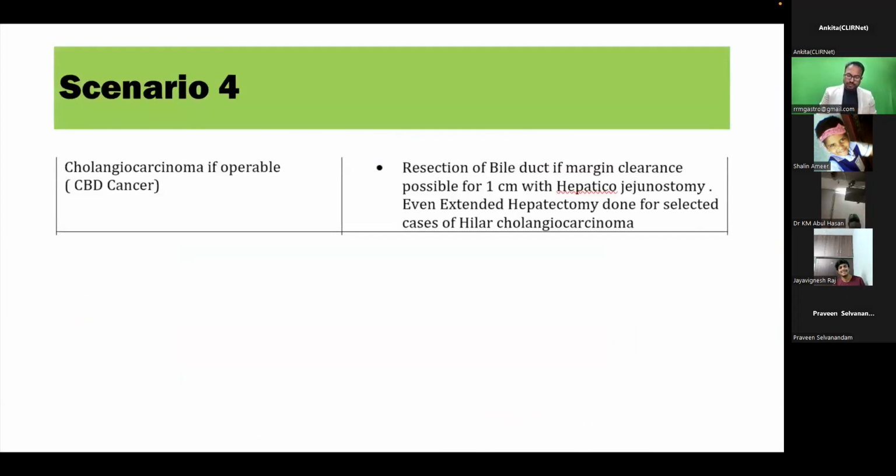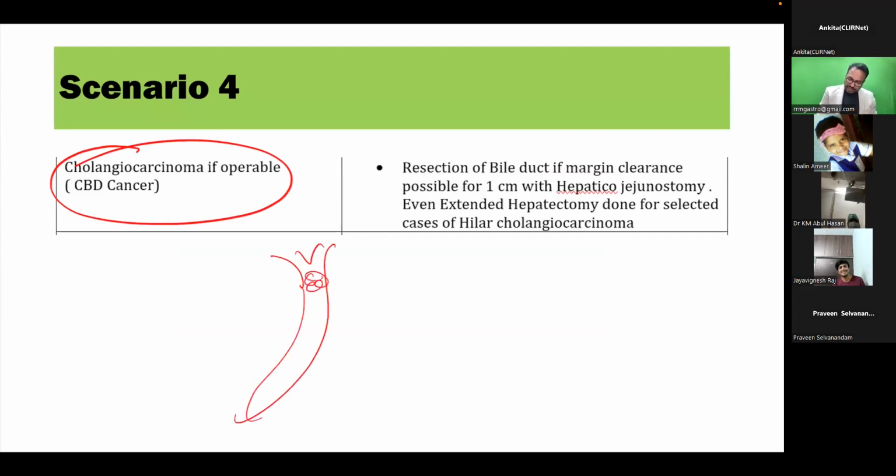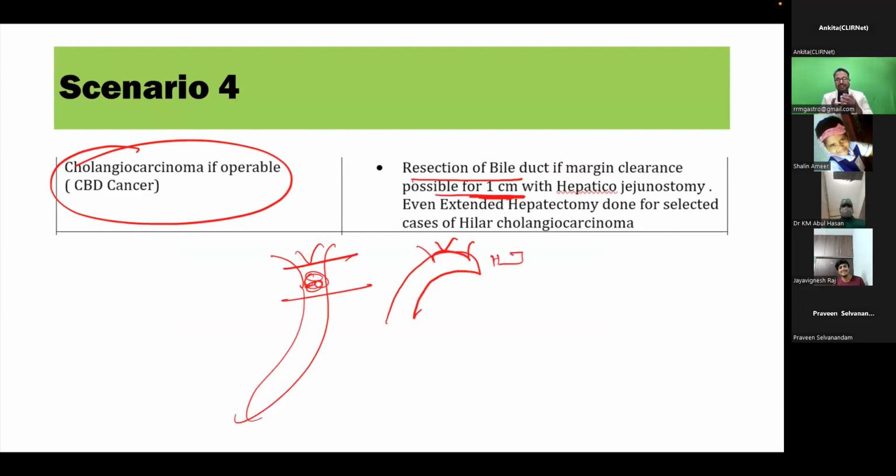The last scenario is gallbladder or bile duct cancer. Please remember, if the cancer is there in the bile duct, what should I do? I should resect the bile duct with a margin of 1 centimeter, and I should do a hepatico-jejunostomy. So I should resect the bile duct cancer with a 1 centimeter margin and do a hepatico-jejunostomy.